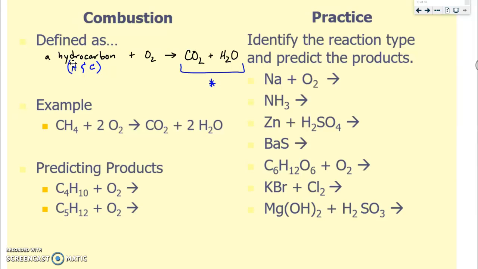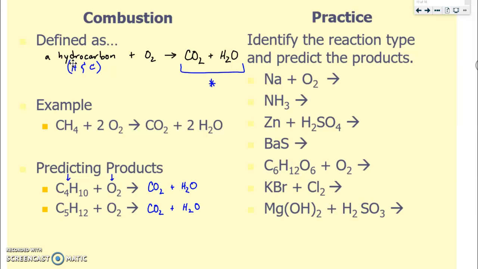Predicting products for these is probably the easiest of them all. You see that we have a hydrocarbon plus oxygen, and automatically you should think combustion. So the products produced are CO2 plus water. The same thing is true for the second one. And then you would, of course, use your balancing equation knowledge to balance it out appropriately.